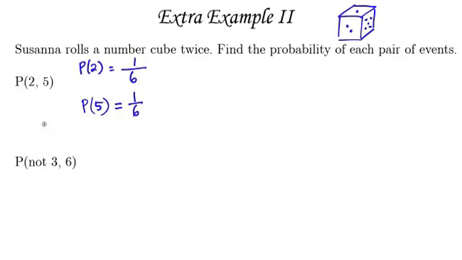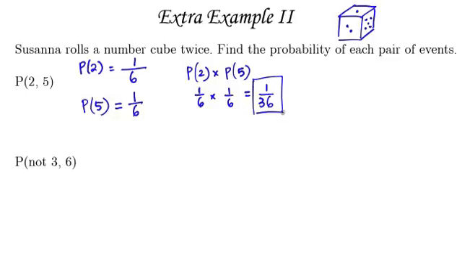So for the probability of rolling both of those, I just have to multiply the probability of 2 times the probability of 5 occurring. So it's going to be 1 over 6 times 1 over 6. 1 times 1, 6 times 6 is 36. So the probability of rolling a 2 and then rolling a 5 afterwards is 1 over 36.